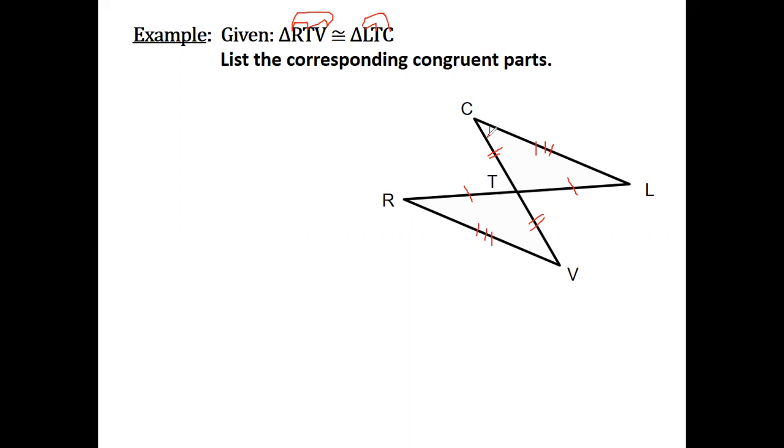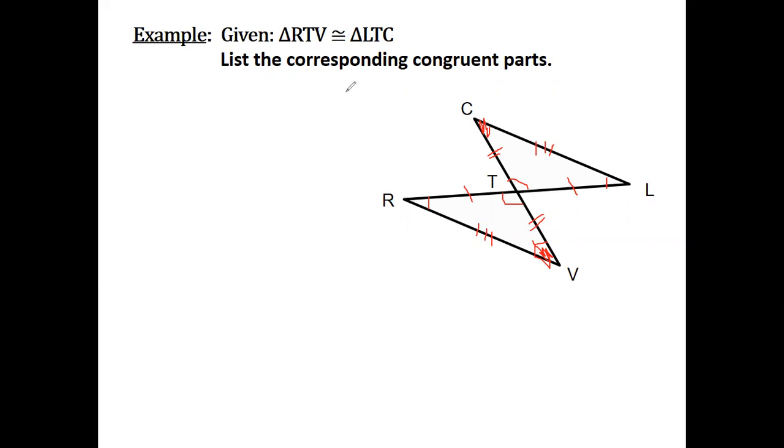Then we will find that angle C will be congruent with angle V. And what else? Angle L will be congruent with angle R. And we have two opposite angles here. They will be equal. Then, if I want to describe the angles which are congruent, we go back to the triangle, so it will be RTV with LTC.